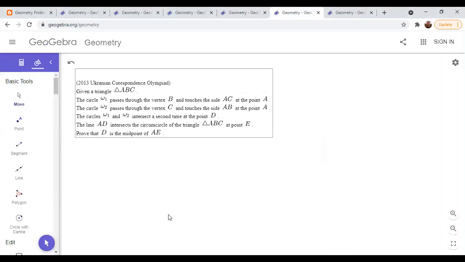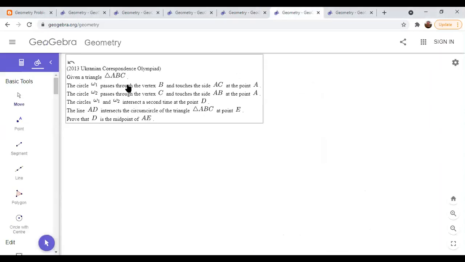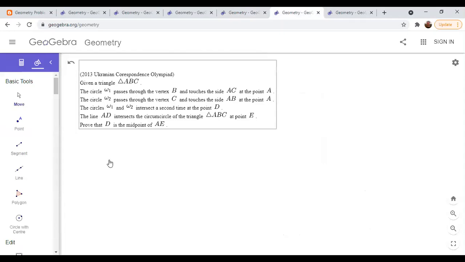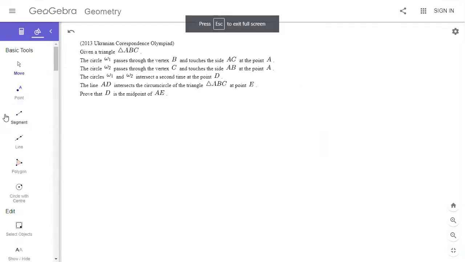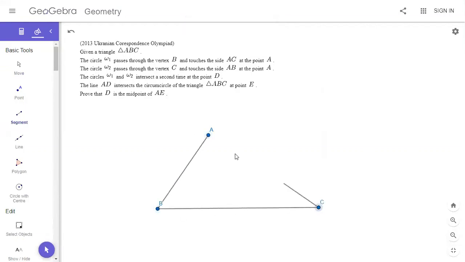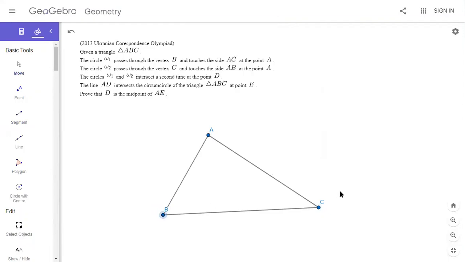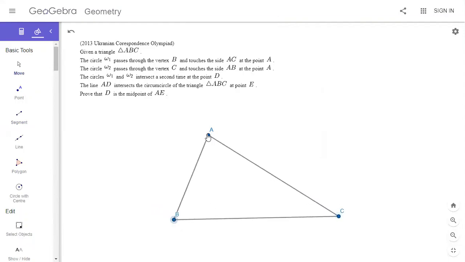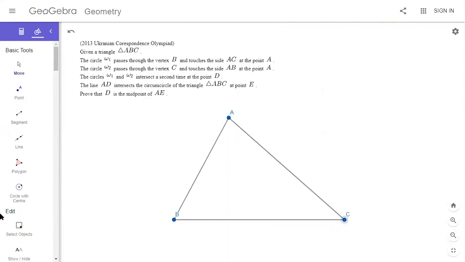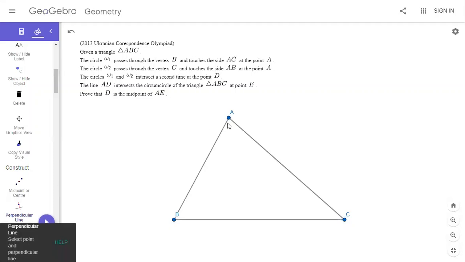Next problem. This one looks kind of interesting. We have the triangle ABC. Omega 1 passes through B and is tangent to AC at A. So the way I usually do this, because I've done this a bunch of times on my channel, kind of like this.